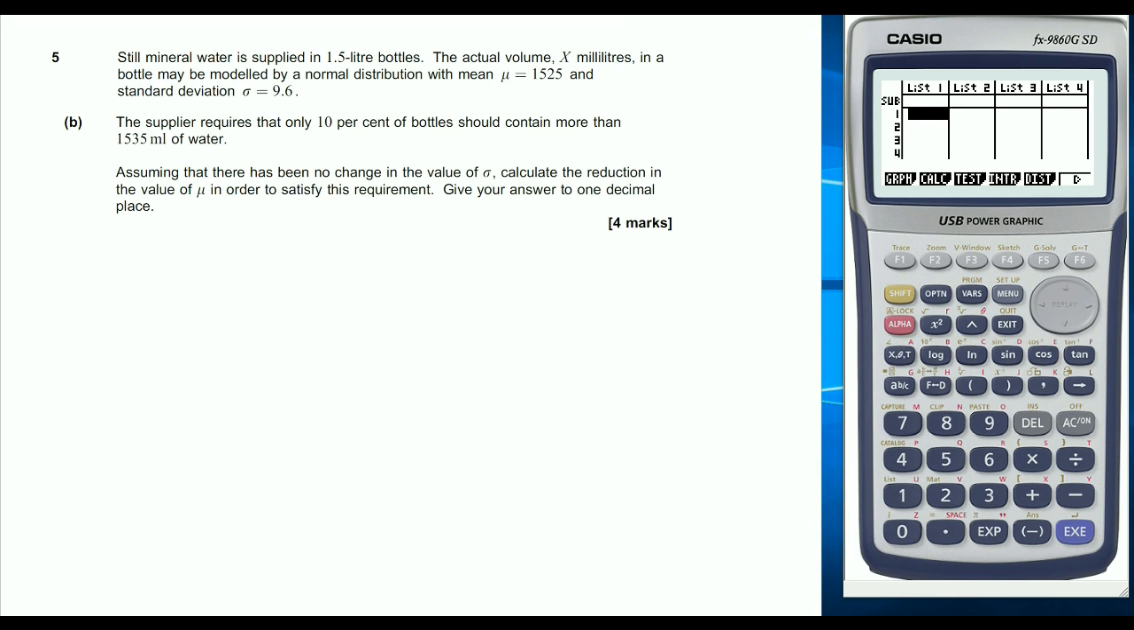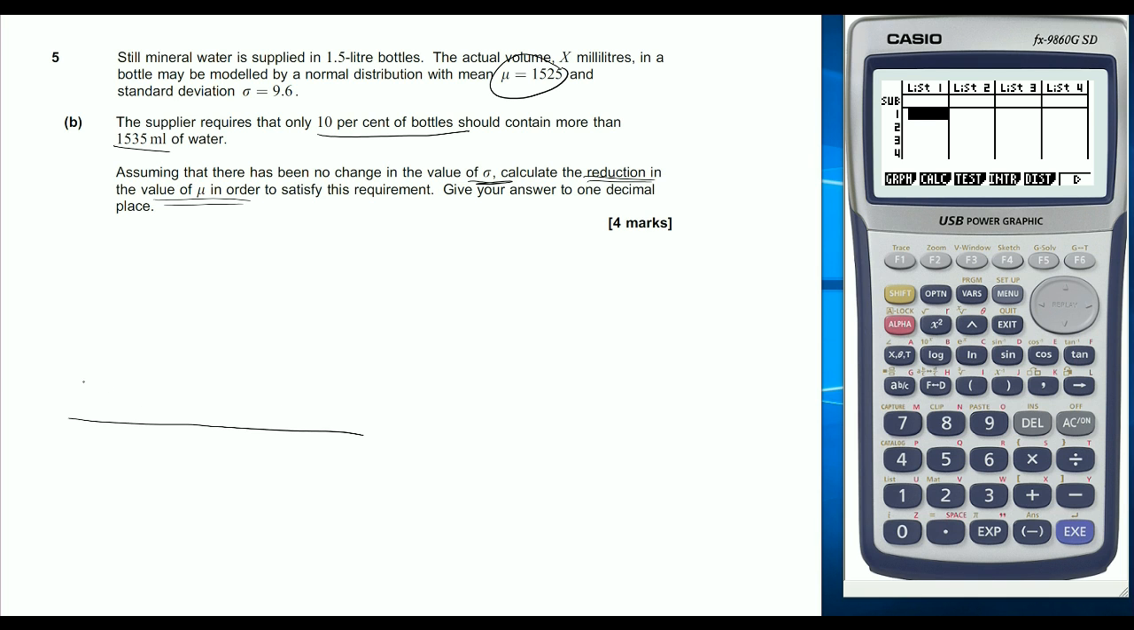Okay, for part B then, we are looking at a specific situation. We want only 10% of the bottles to contain more than 1,535. The value of sigma is going to remain unchanged, so that is still going to be 9.6 from the original question, and we're asked to calculate the reduction of the value of mu. So how much is the mean that was 1,525 going to be reduced by?